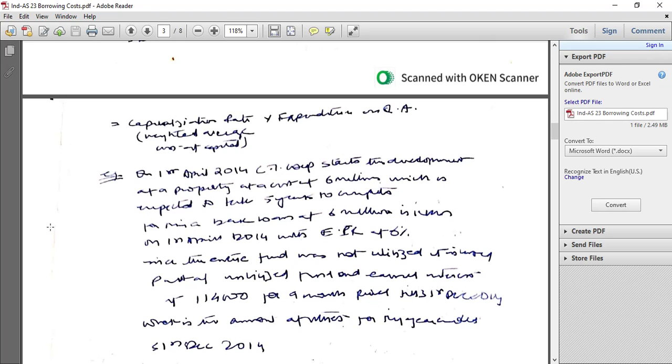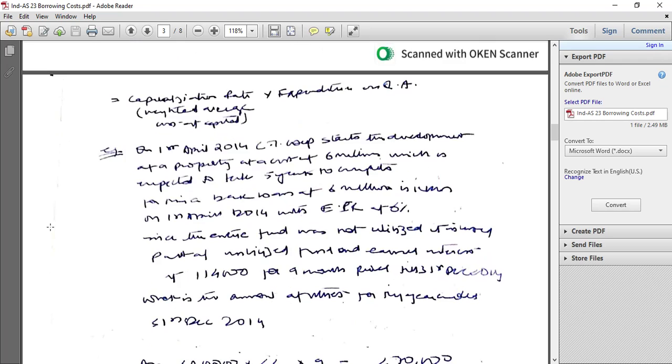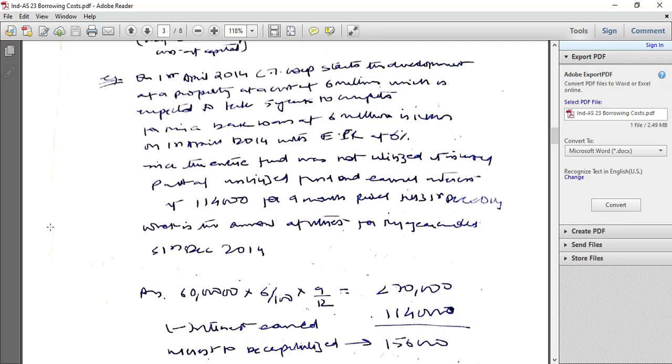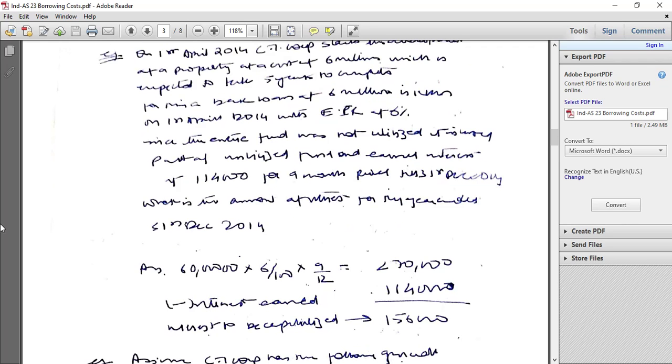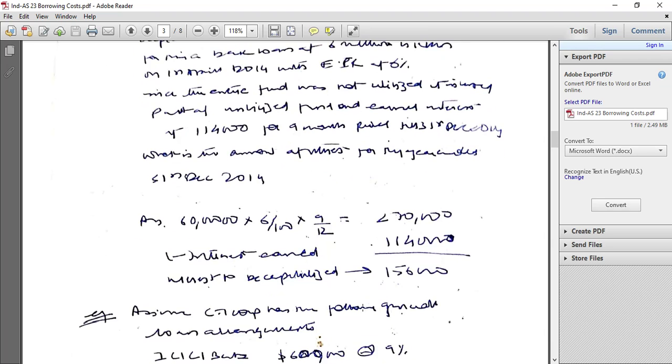What is the amount of interest that will be capitalized at the end of the year? 60 lakhs into 6%, 6 by 100 into 9 divided by 12, 2,70,000 minus interest earned 1,14,000. Interest to be capitalized will be 1,56,000.